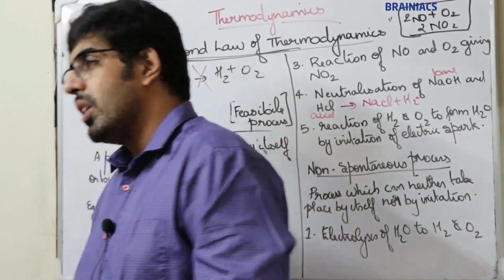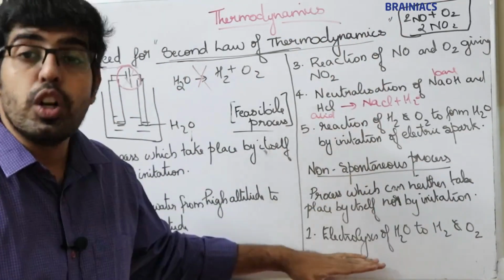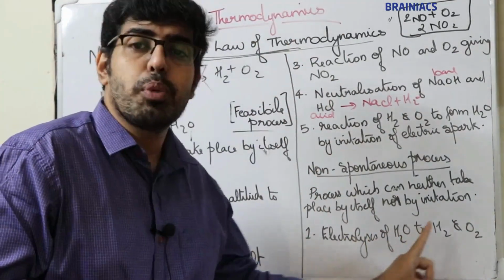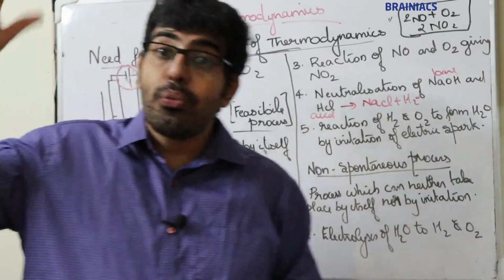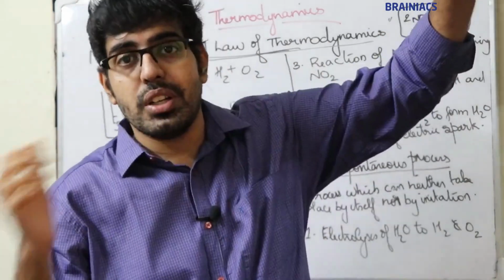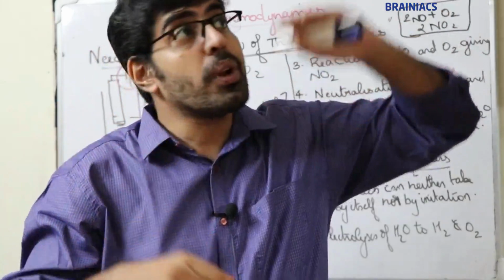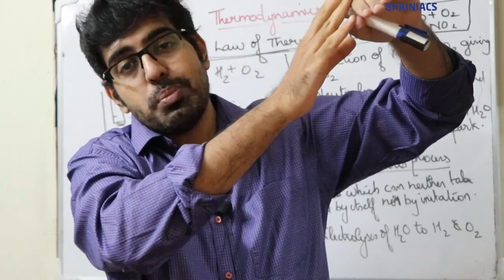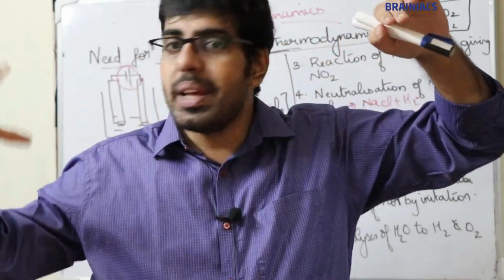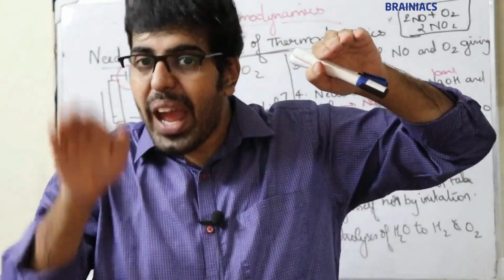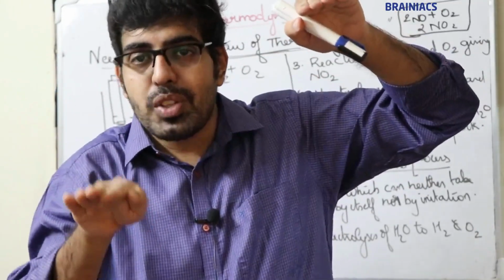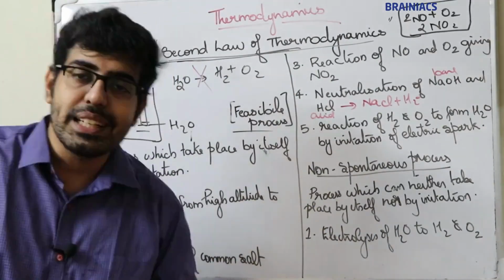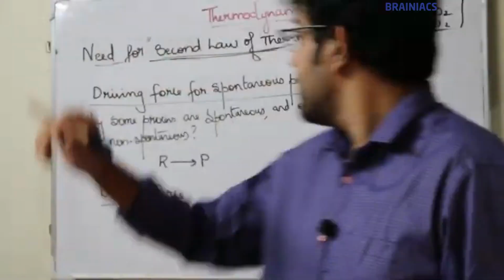These are the examples for spontaneous process. Non-spontaneous processes: flow of water from low altitude to high altitude, electrolysis of water to produce hydrogen and oxygen, flow of air from low pressure to high pressure. Air always flows from high pressure to low pressure. Low pressure to high pressure is not possible, but we can make that possible by supplying external energy. So flow of air from low pressure region to high pressure region, these are non-spontaneous processes. I think it's clear. Moving on to the next topic.